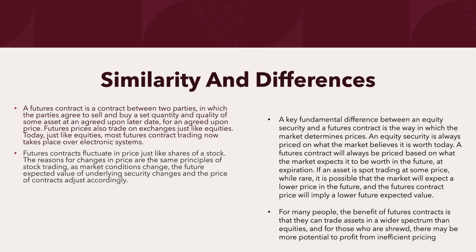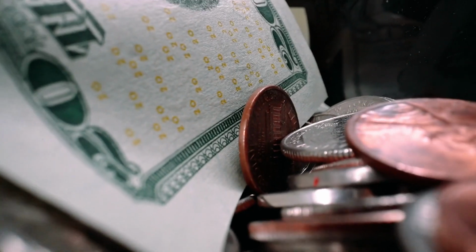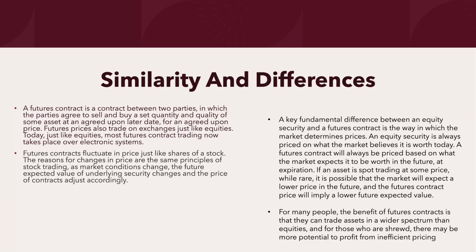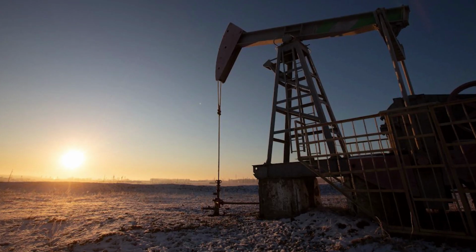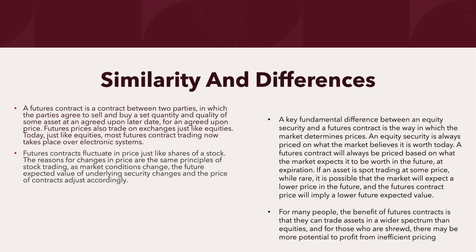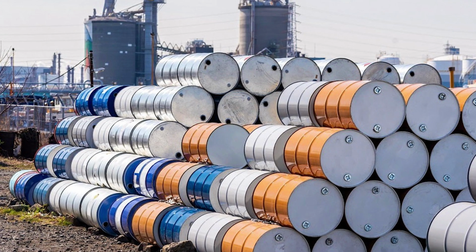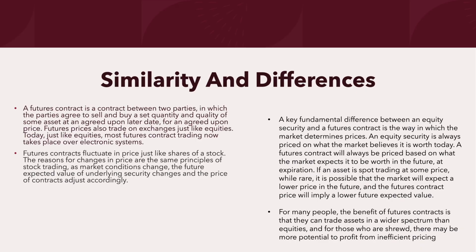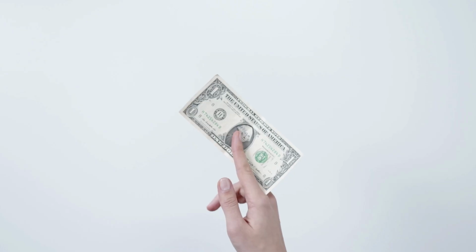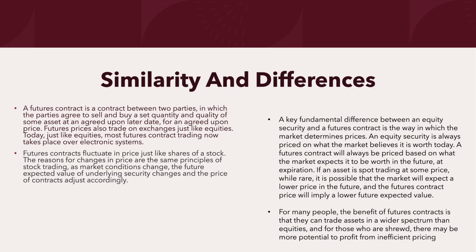As market conditions change, the future expected value of the underlying security changes and the price of the contracts adjusts accordingly. For instance, oil futures contracts are very popular. A 30-day contract may have a price of $100 per barrel, meaning the buyer is locking in his purchase price in 30 days at $100 per barrel. If the price of oil in 30 days is actually $110, the buyer still only paid $100. He now owns an asset worth more at the current market value than the price he paid.